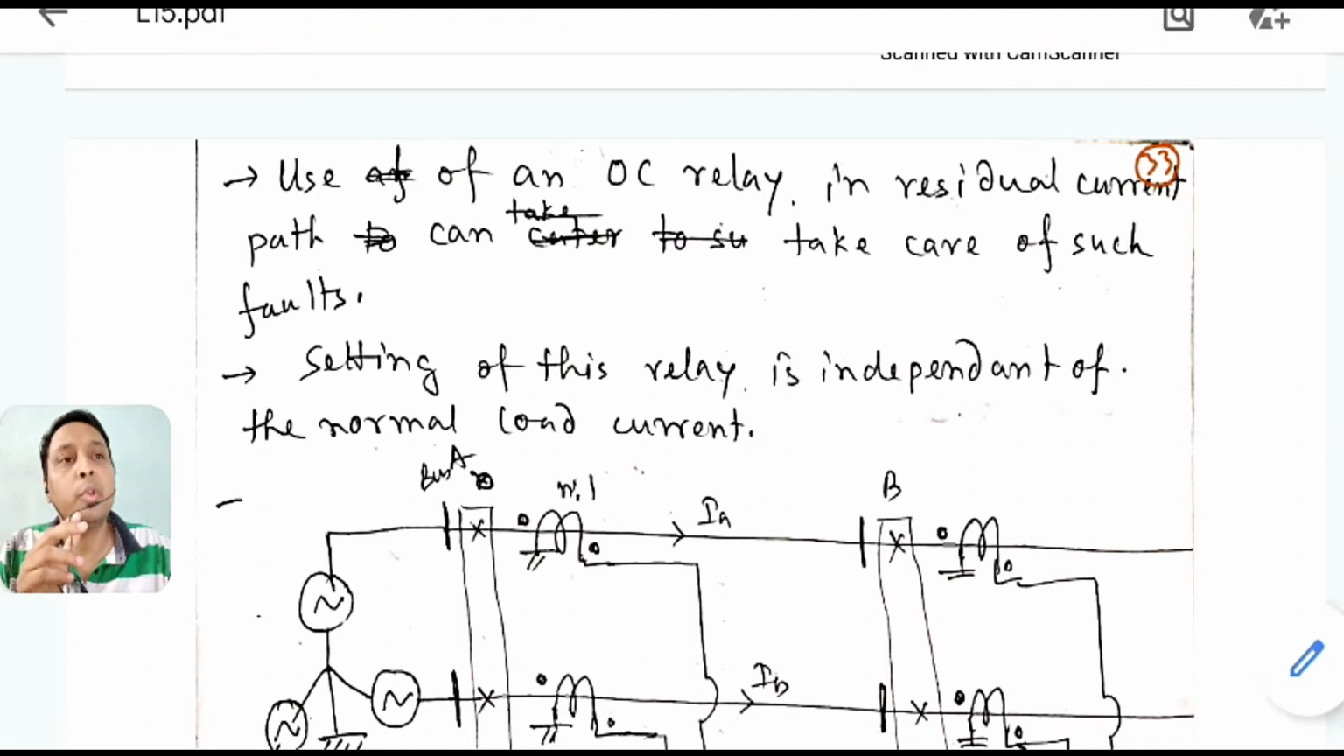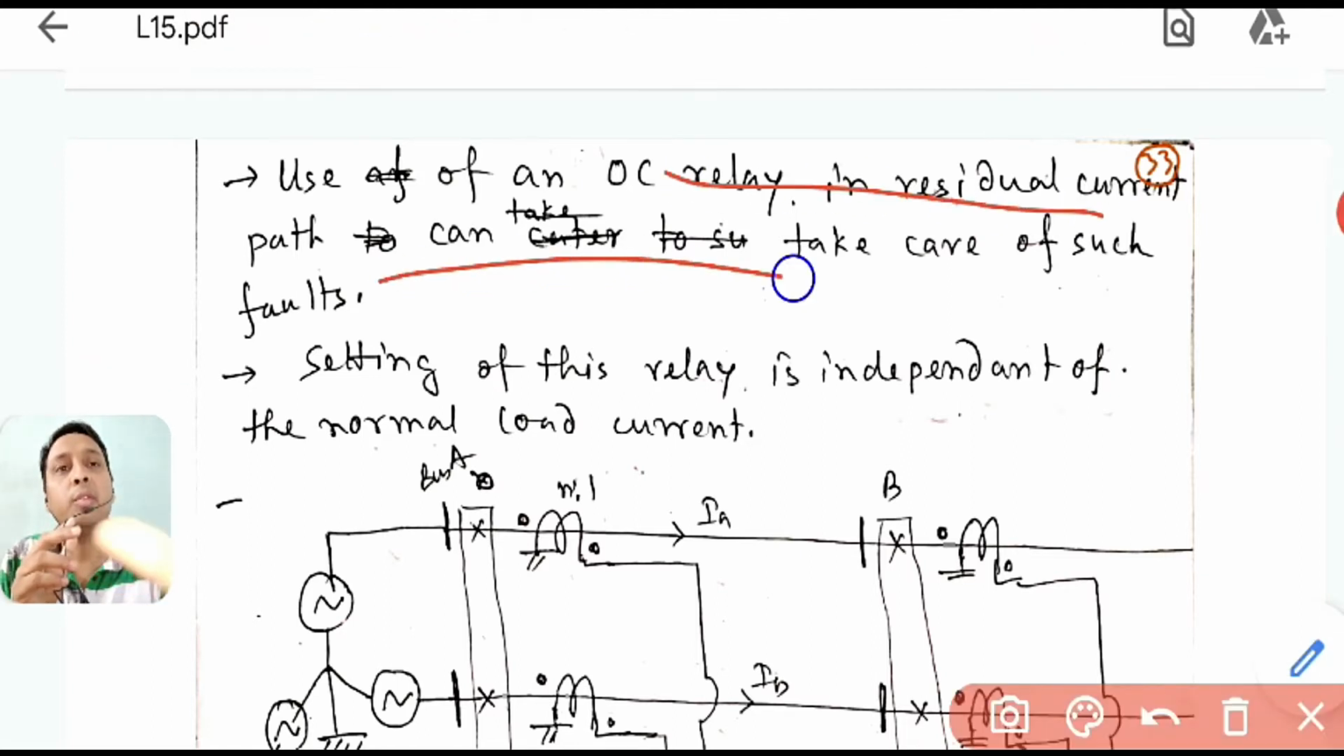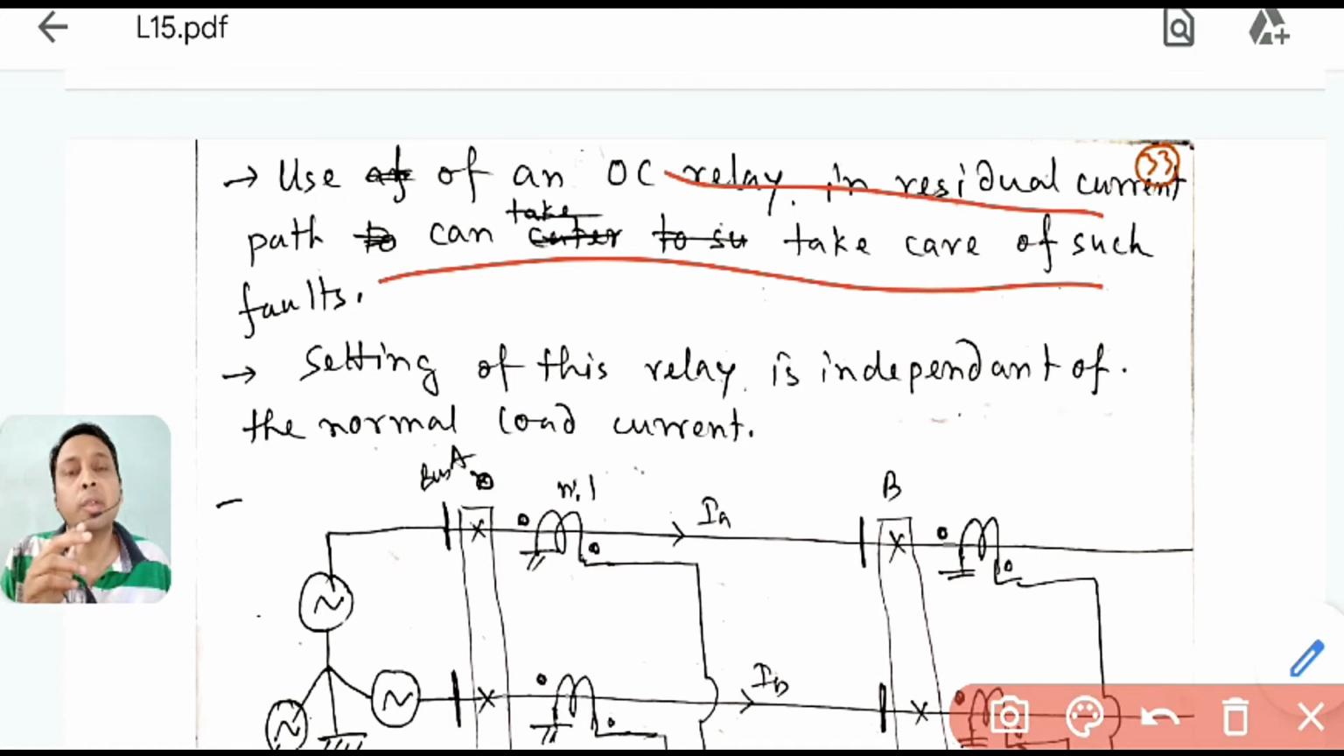So why not put an overcurrent relay in the residual current path? The residual current path is the sum of all three. You add these currents in that path and put an overcurrent relay to sense how much current is going. Ideally it should be zero, but in practice there will always be some imbalance in the system, so some current will always flow through it. So you can set that value. Beyond that, if current is flowing, you can tell that there is a fault occurring. That's why my imbalance current is so high.